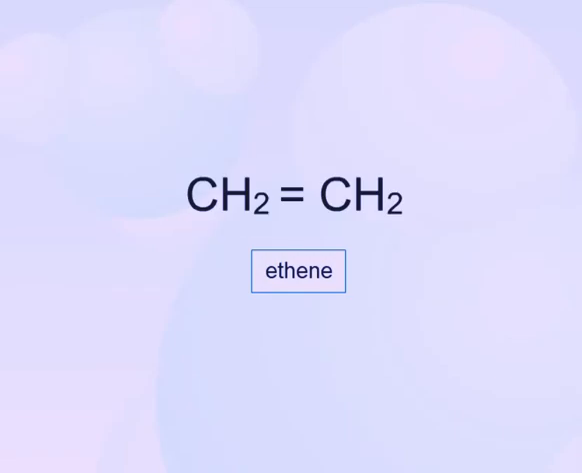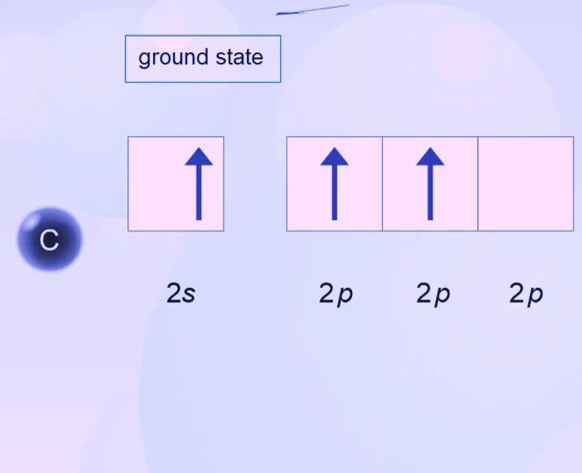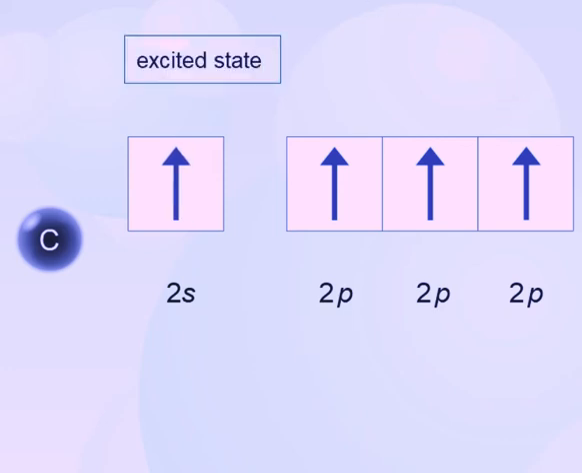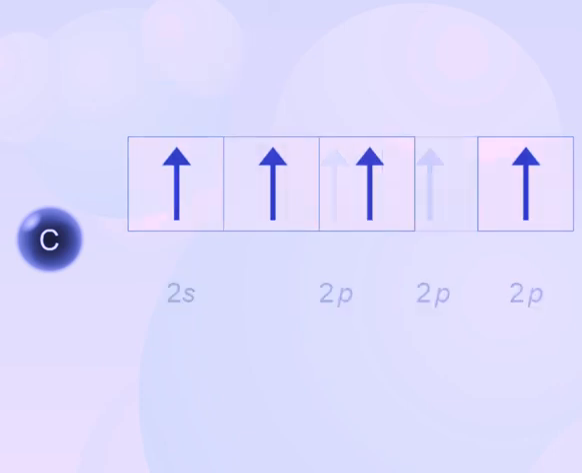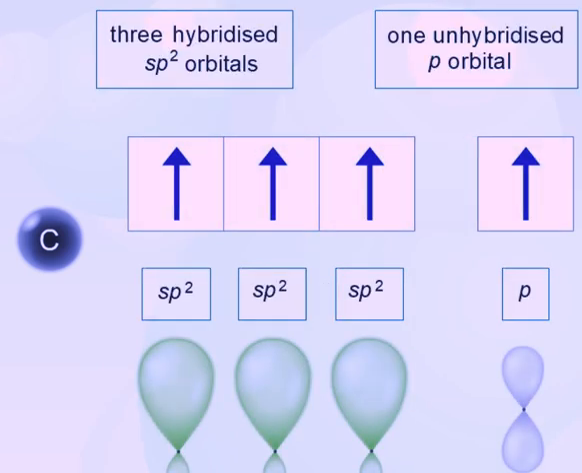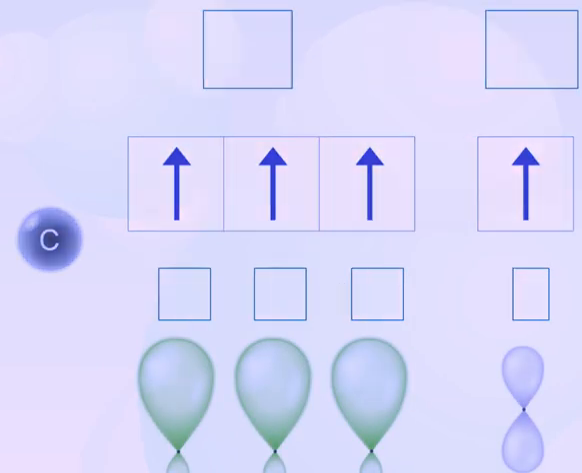Ethene. The hybridization is different. Carbon has 4 electrons, so 1 electron from the 2s will move to the 2p and will form the excited state. Then the 2s electron will hybridize with only 2 of the 2p, forming 3 sp2 hybrid orbitals and 1 unaffected p. The 3 hybrid orbitals will be in a trigonal planar configuration with the unaffected p being perpendicular. Each orbital will contain 1 unpaired electron.